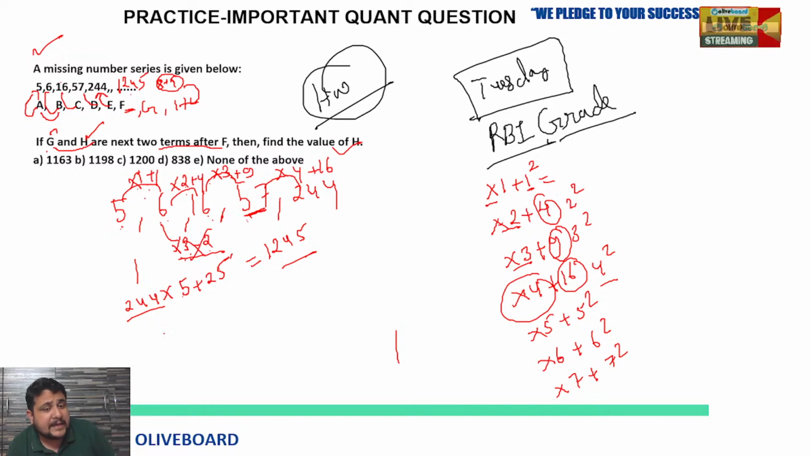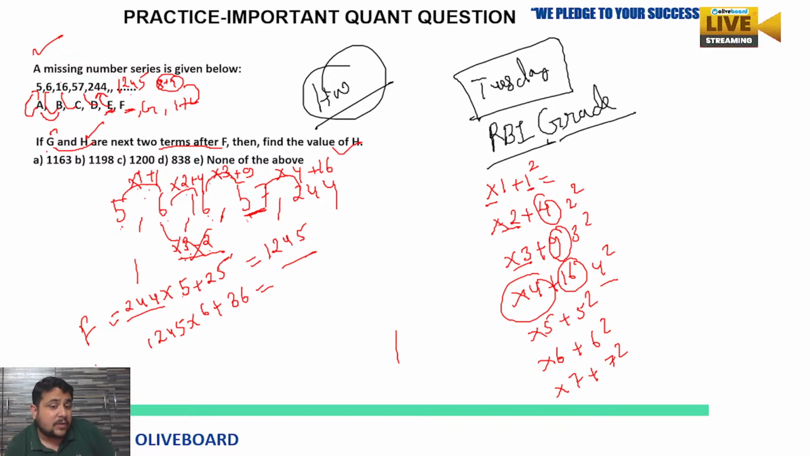Is anyone facing any kind of issue till now? Now 1245 multiply 6 plus 6 square, which means 36. So this is the value of what? F. Till E we know the value, right? The term E we know the value. F, G, H are unknown.